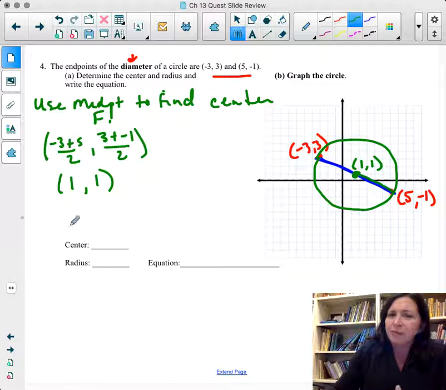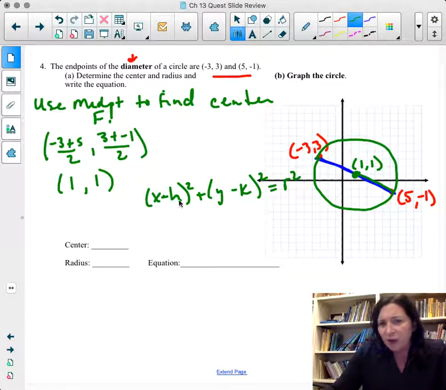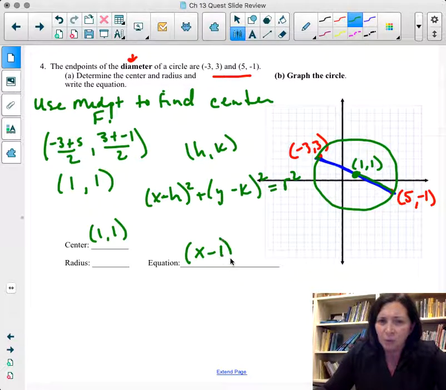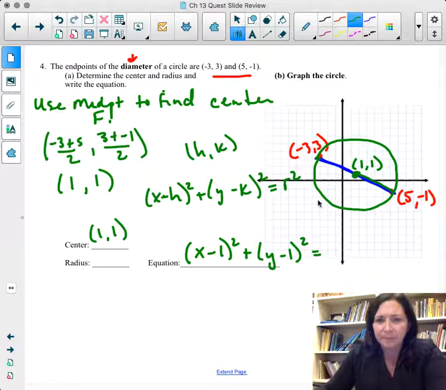And if you remember from the equation that we had before, which was x minus h quantity squared plus y minus k quantity squared is equal to my radius squared, remember, this is the opposite. HK is what's given for my center. So that means that this is the opposite. So even though my center is 1, 1, right, my equation is going to start off as x minus 1 quantity squared plus y minus 1 quantity squared. And I got to figure out what the radius is in just a minute.